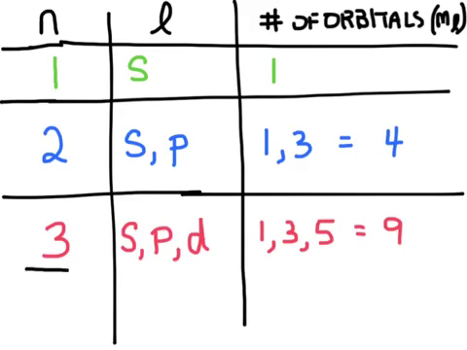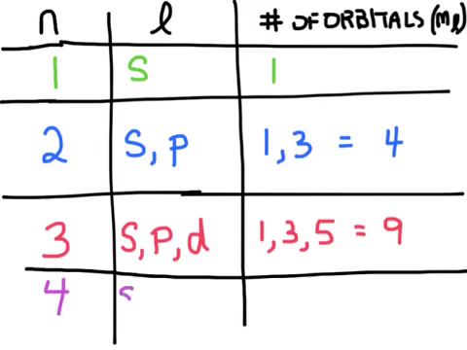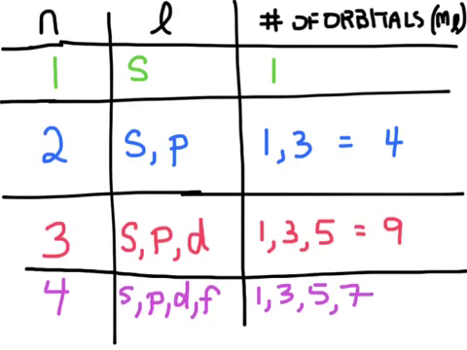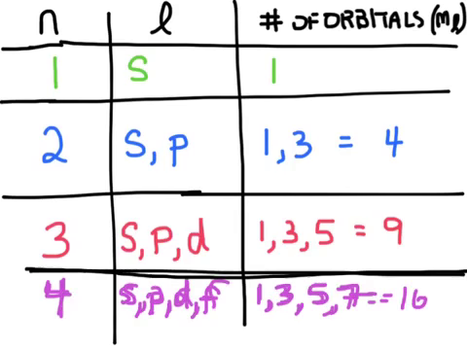And let's just add 1 more energy level here. We'll go up to the 4th energy level, where we have s, p, d, and now f. We're adding 1 sublevel each time here. The s still has 1 orbital, p has 3, d has 5, and f has 7. You can see that we're adding 2 orbitals each time, for a total of 16 different orbitals.